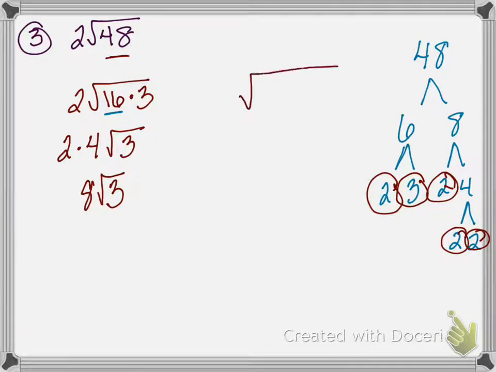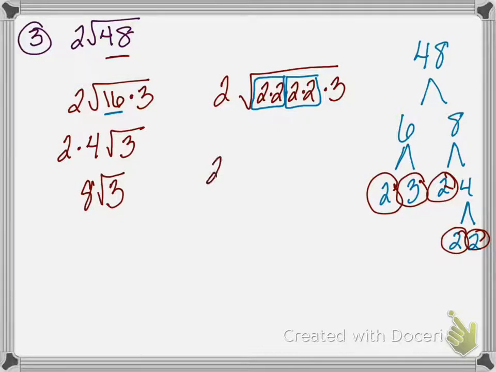So I am going to rewrite this as 2 times 2 times 2 times 2 times 3. Okay, so if I have 2 on the inside of my square root sign, I have a set of 2's, I have 2 sets of 2's, then I can pull one of them out.